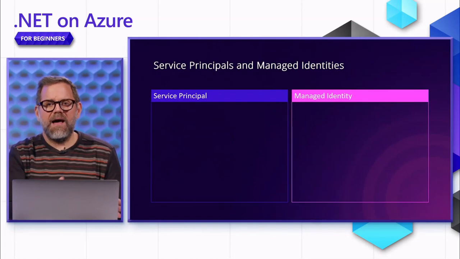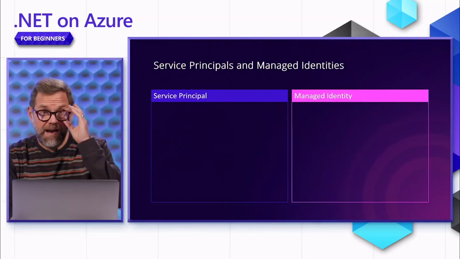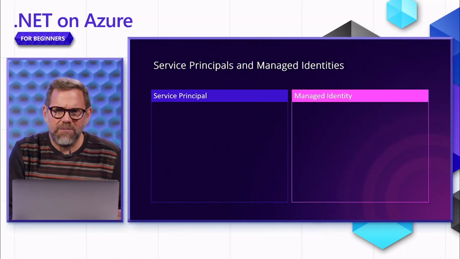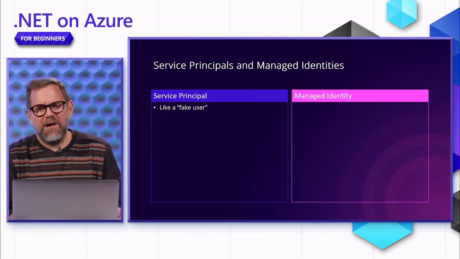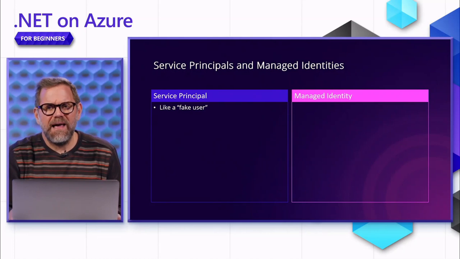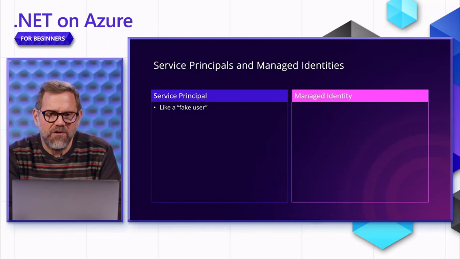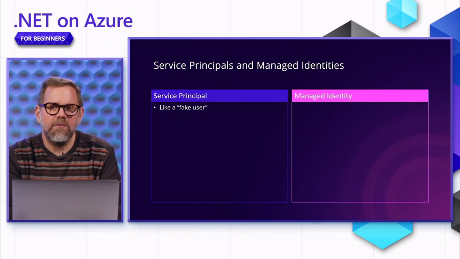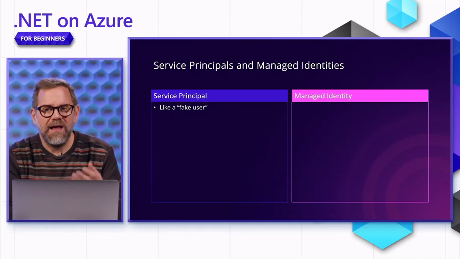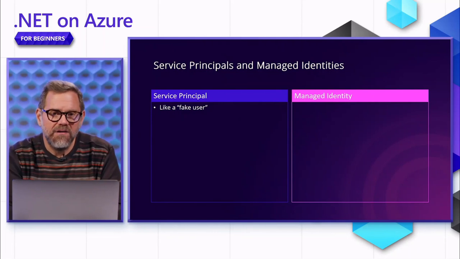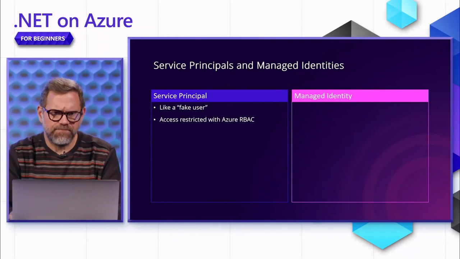I mentioned that we have service principals and then managed identity. So what are the differences between the two of them? A service principal is like a fake user. It's like somebody getting put into Active Directory, and you can give it permissions and so on, but it's meant to represent an Azure service, or actually an instance of the Azure service, like an app service running an application. So it's this fake user.